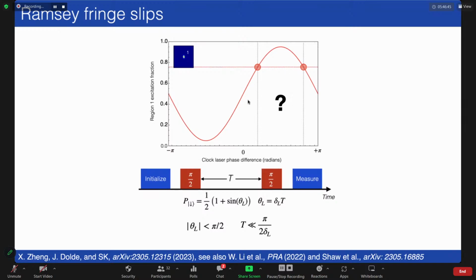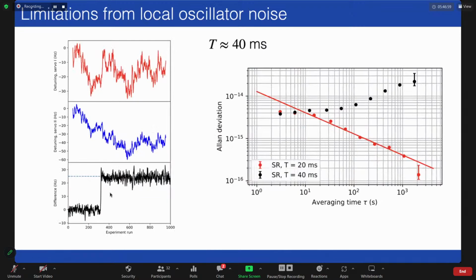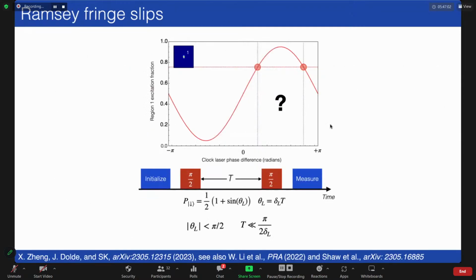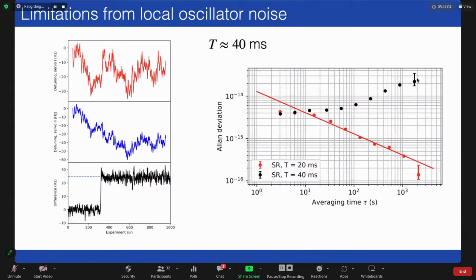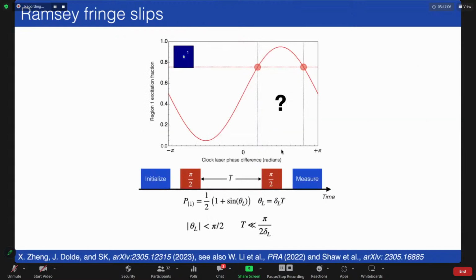And so what that means is you need to restrict yourself to interrogation times where you never accumulate a phase of more than plus or minus pi over 2. And that's what keeps us at this 20 milliseconds. If we go to 40 milliseconds, as I'm showing you here, every once in a while we will get one of these fringe slips, and that will completely throw off the stability of our clock. As you can see, it doesn't even average down anymore with averaging time.